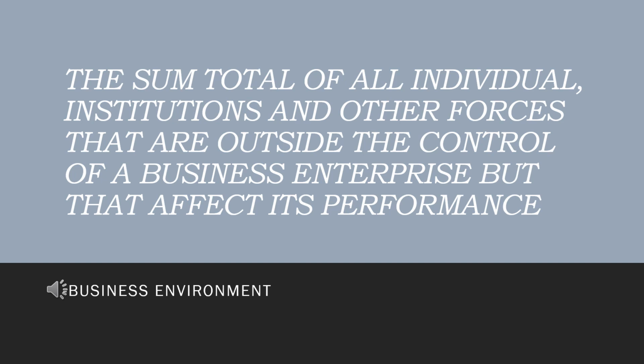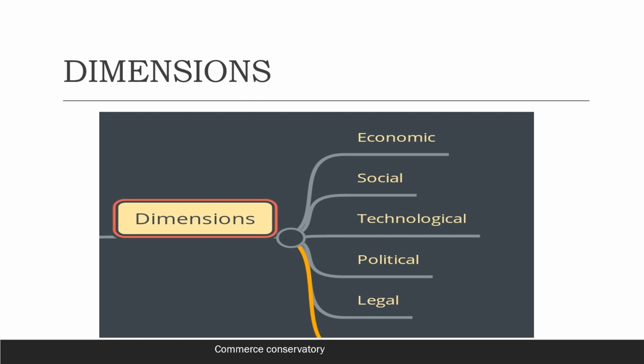These factors can be individuals like customers and suppliers, or they can be institutions like the judiciary or the government, and other forces like the technological forces or economic forces that are outside the control of the business. So, a business has no control over them, but this can influence the business in a significant way and affect its performance. Let us now take 5 major factors and discuss about them in detail. These factors are economic, social, technological, political, and legal.